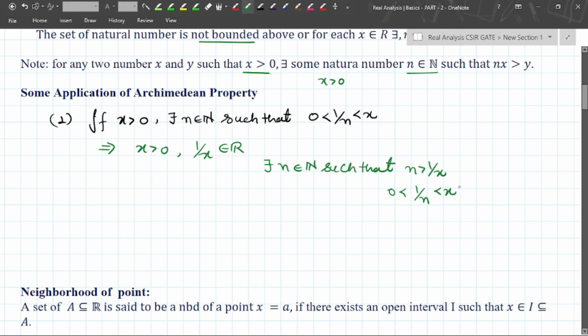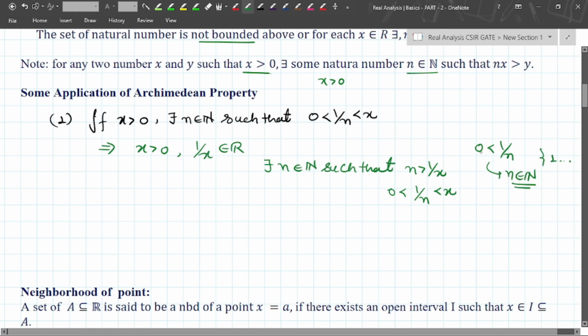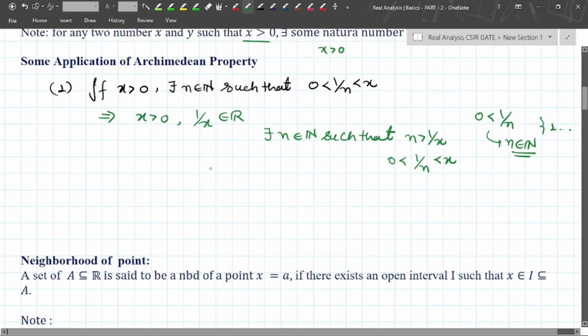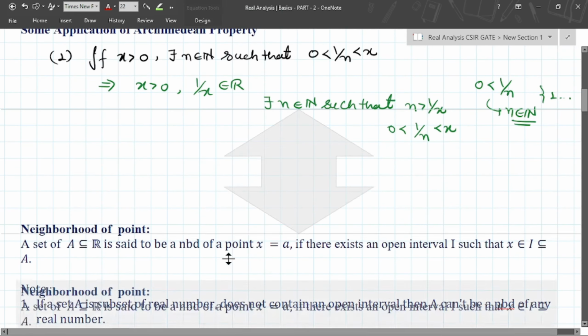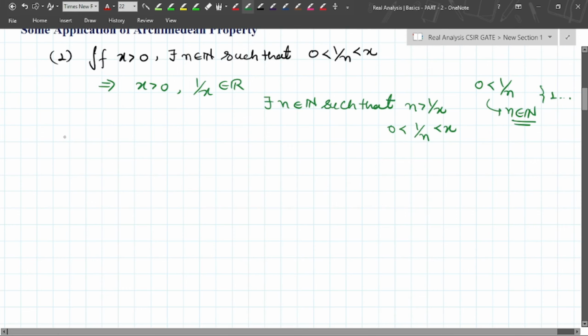This property will hold, while 0 is less than 1 by n always, because n belongs to the natural numbers, and the natural numbers start from 1. So of course 1 by 1 is greater than 0. So this property will hold. This is one of the applications of the Archimedean property.